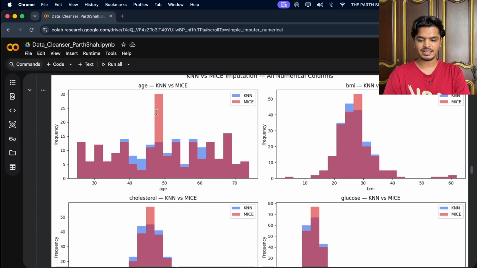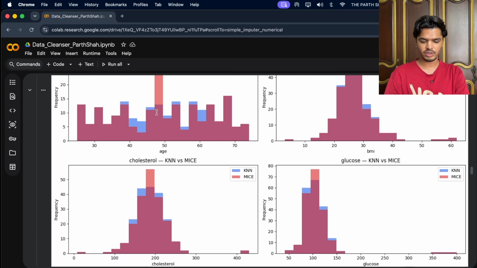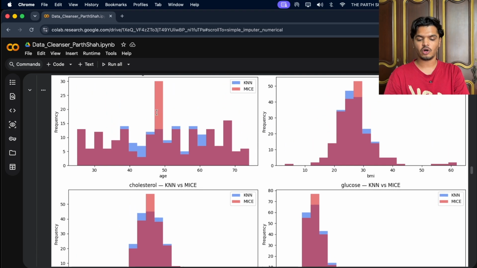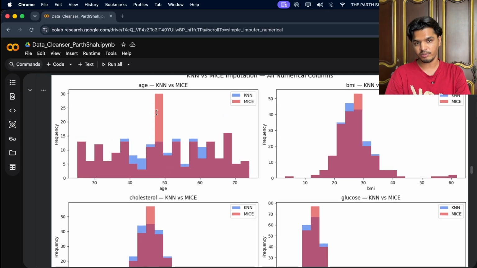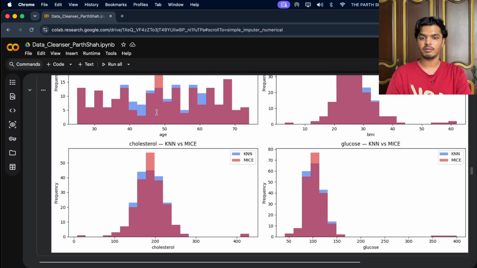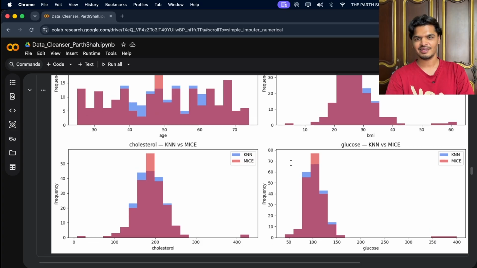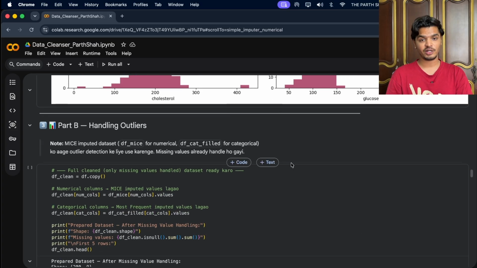These 4 panel charts, as you can see, compare KNN and MICE distributions for all the numerical columns. MICE is the winner, most statistically accurate. I used MICE as the base for all the outlier work. Now part B, outlier detection.